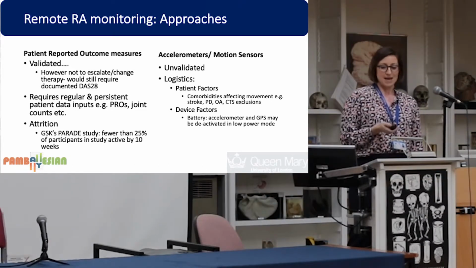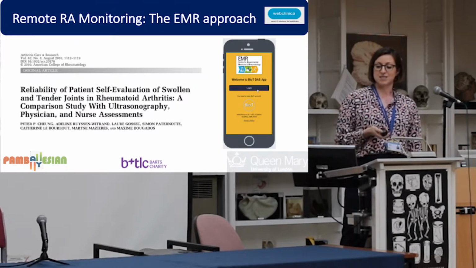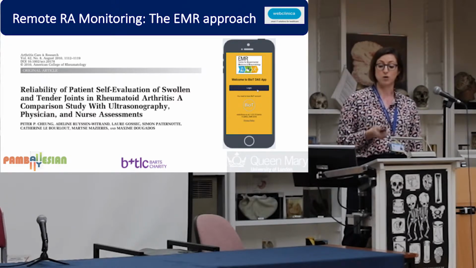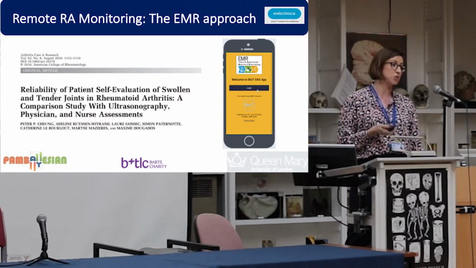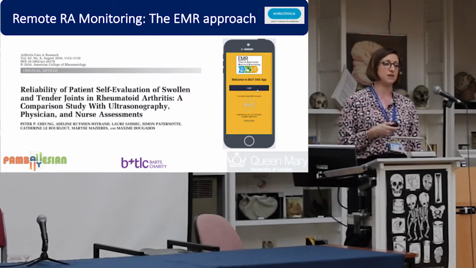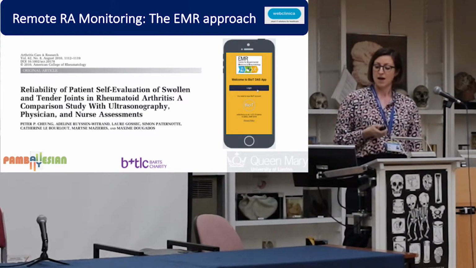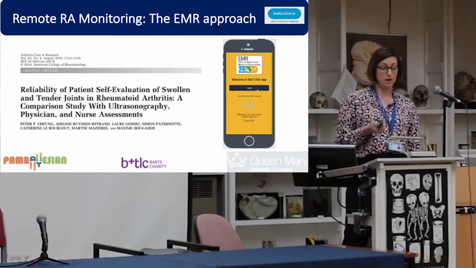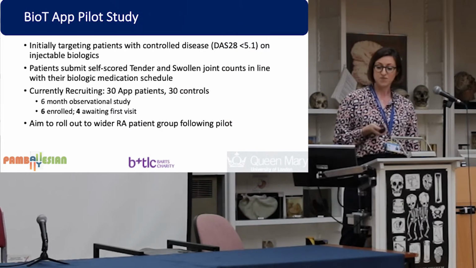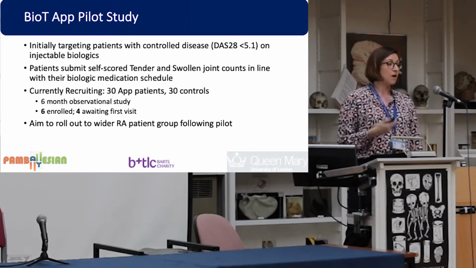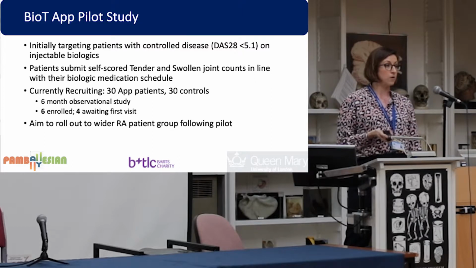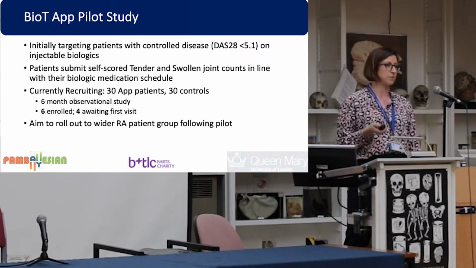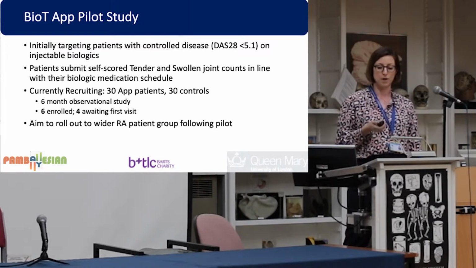So what are we doing here? At the Centre of Experimental Medicine and Rheumatology, we have developed a bespoke DAS app. We have gone by the literature, which shows that patients can reliably self-score their tender and swollen joint counts. In conjunction with Web Clinical, we have developed the BioT DAS app, and we're currently running a clinical trial, which is a pilot. We're targeting this for patients that are already on injectable biologic drugs who have reasonably well-controlled disease, so we're not targeting patients with severe disease greater than 5.1.